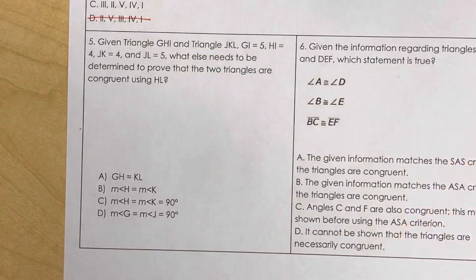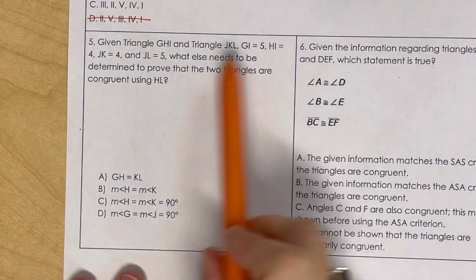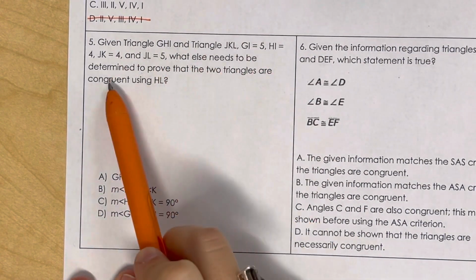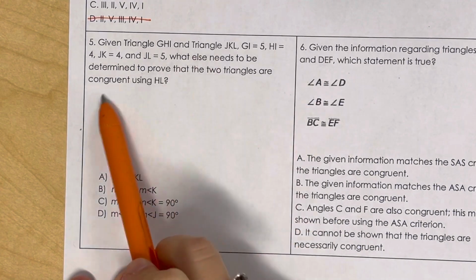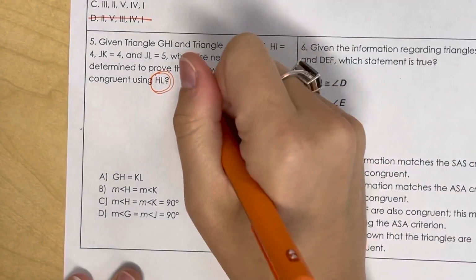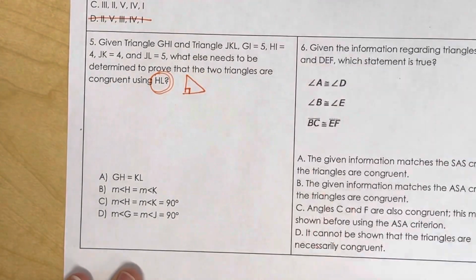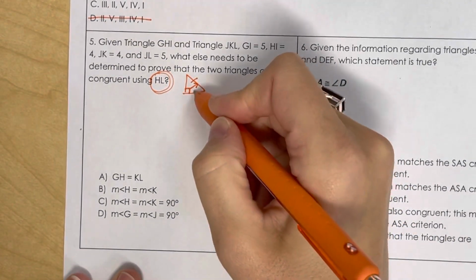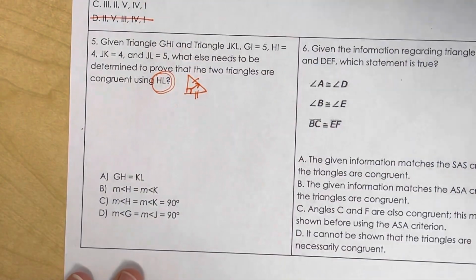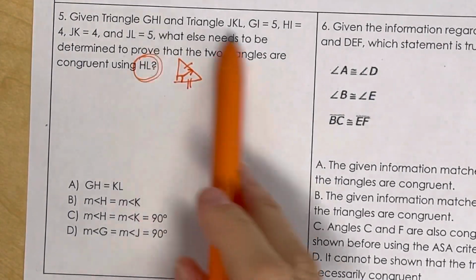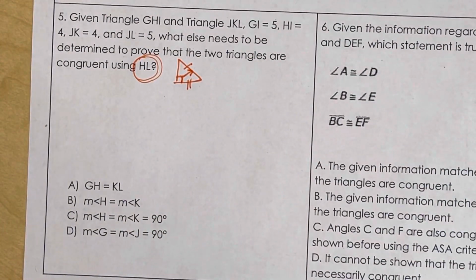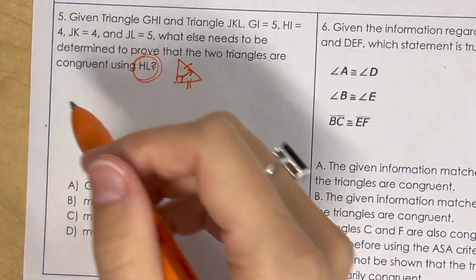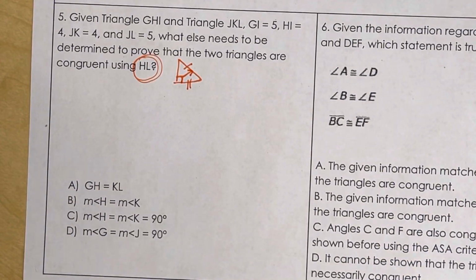Number 5. Given triangles GHI and JKL, I give you some of the side lengths, and it says what else needs to be determined to prove that the two triangles are congruent using hypotenuse leg. So remember, for hypotenuse leg, you must have a 90-degree angle. Your hypotenuse across from the 90 must be marked, and then one other leg of the triangle also has to be marked. So I'm going to draw myself a little sketch here. I'm not quite sure where the 90-degree angle is, so I'm just going to draw a regular triangle, which is okay.